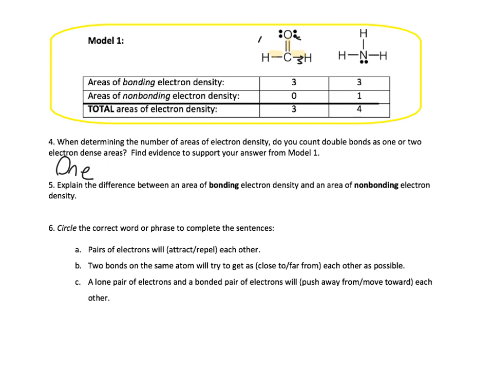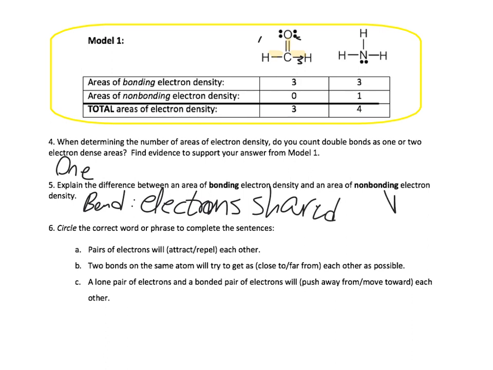area of density. Explain the difference between area of bonding, electron density, and non-bonding. Well, I mean, one has bonds and the other one doesn't. So remember, bonding is when I have electrons shared, and then when I have a non-bonding, that's going to be my unshared electrons. So make sure you remember the definition of bonding and not bonding, or non-bonded, back from Unit 6.